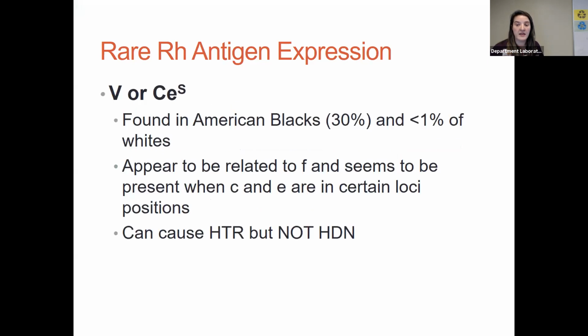There's another one, V or VS, found in 30% of American blacks, less than 1% of whites. Again, these are really rare. I've only seen the f one time. But I want you guys to know about them.